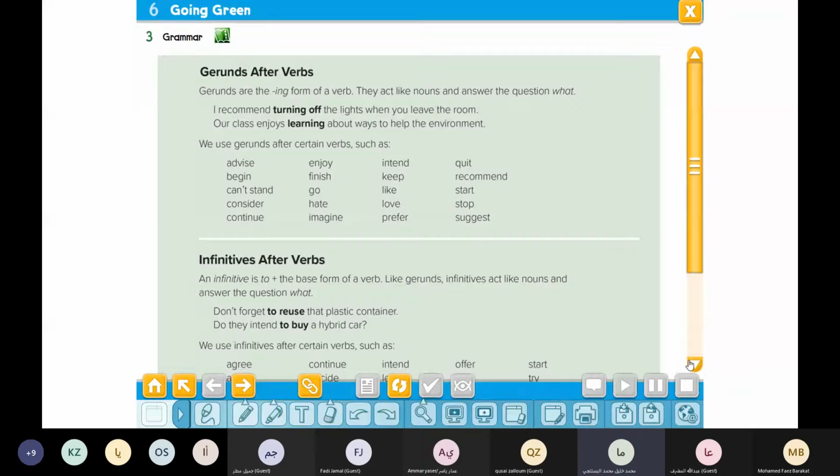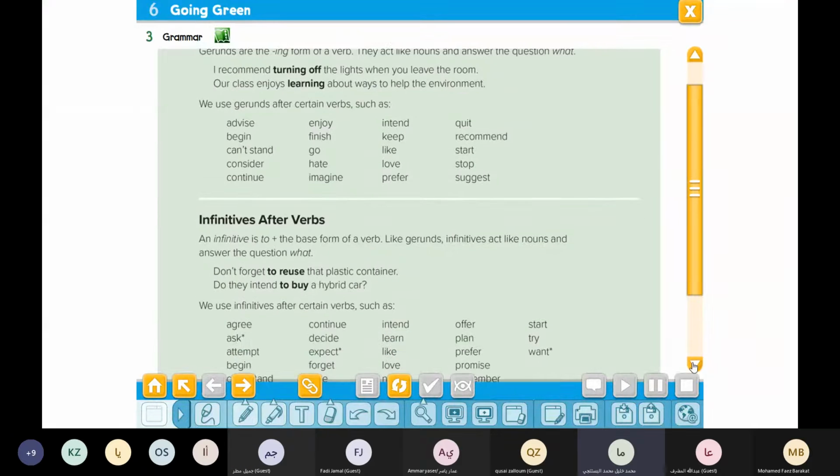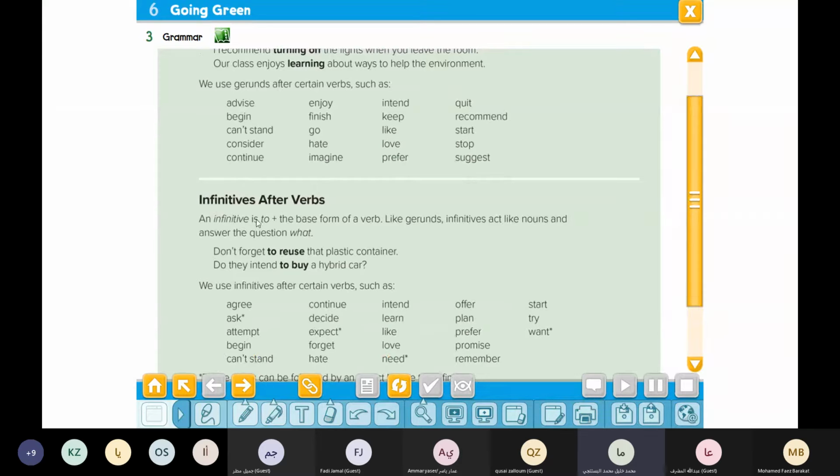Okay? The second point that we talked about, the infinitives. We said that infinitives mean to what? To plus the base form of a verb. They are like gerunds. They act like nouns. The infinitive with the base form means the noun, and they answer the question what. Look at the example. Don't forget to reuse.